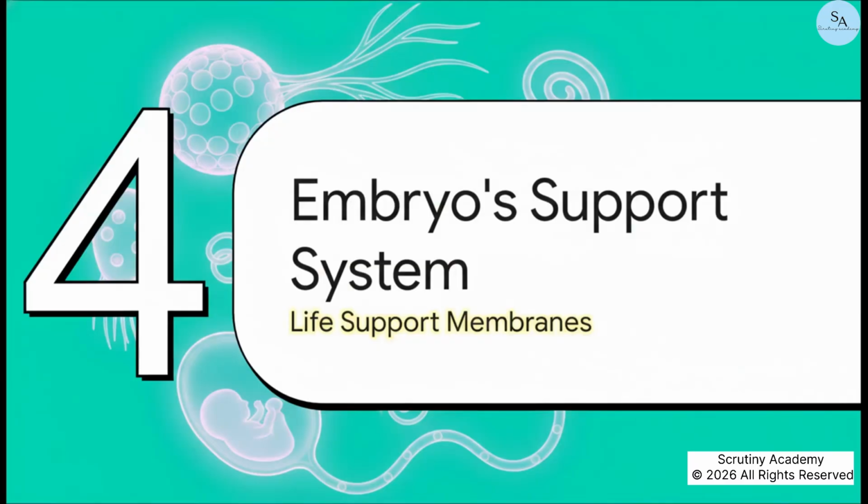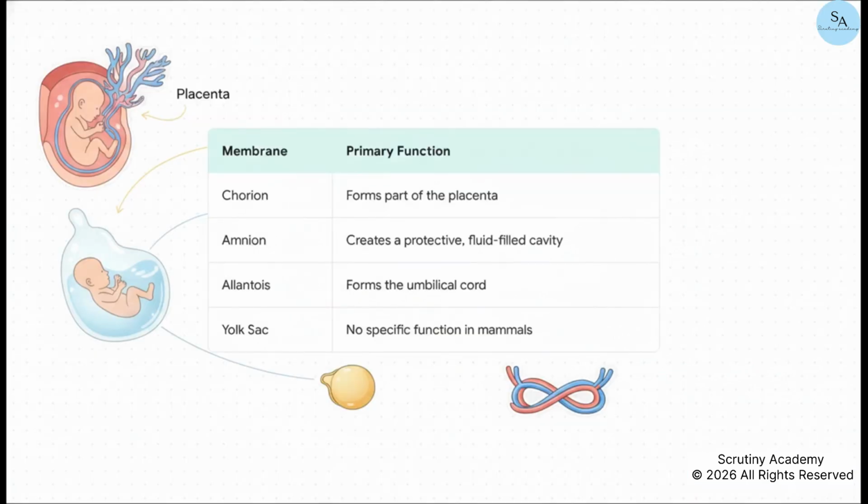So once it's implanted, the embryo gets to work building its own incredible life support system. And it does this using 4 key membranes. These structures are just fascinating, and they're essential for its survival. First, the chorion helps form the embryo side of the placenta. Then there is the amnion, which creates a fluid-filled sac to cushion and protect the embryo. The allantois develops into the umbilical cord, the lifeline to the placenta. And finally, there's the yolk sac, which in humans actually has a pretty limited role.